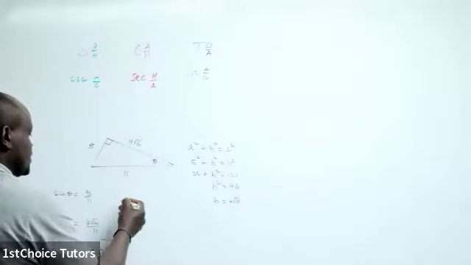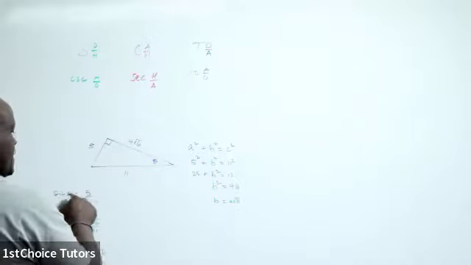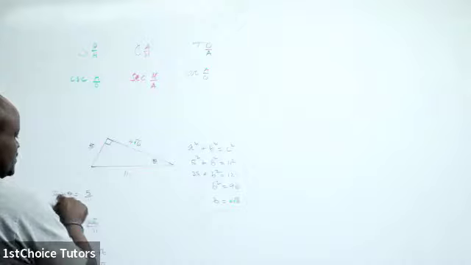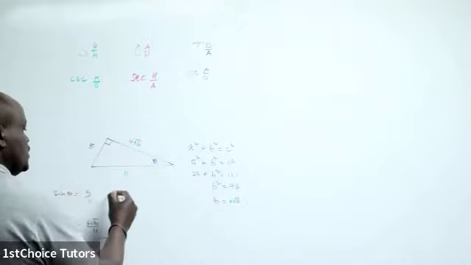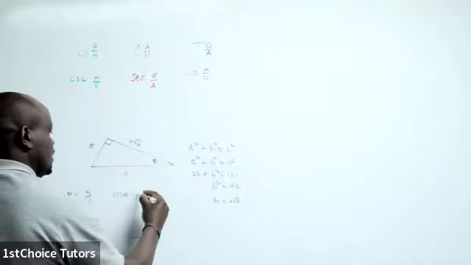So now we do the inverses of these. What's the inverse of sine? 11/5. Yes, but what's the name of it, the inverse of this? Cosecant. So cosecant theta is 11/5.